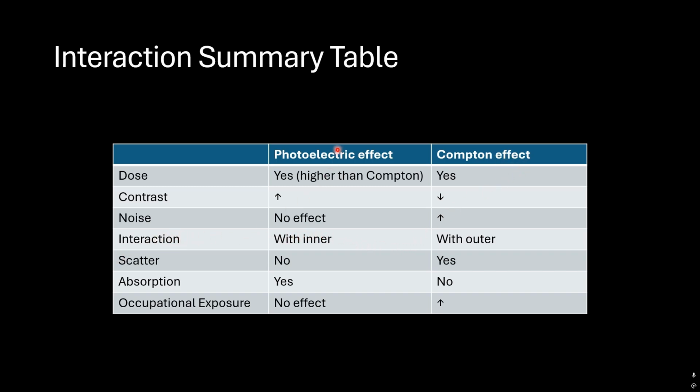For the interaction, in the photoelectric effect the photon will interact with the inner shell electrons, while for the Compton effect, it will interact with the outer shell electrons. For the scatter, the photoelectric effect has no contribution, but the Compton effect is the main contributor to the scatter. For the absorption, the photoelectric effect will contribute, but the Compton effect will not, because here we have the scatter photon not fully absorbed by the electron. For the occupational exposure, the photoelectric effect has no effect, while the Compton effect does contribute.